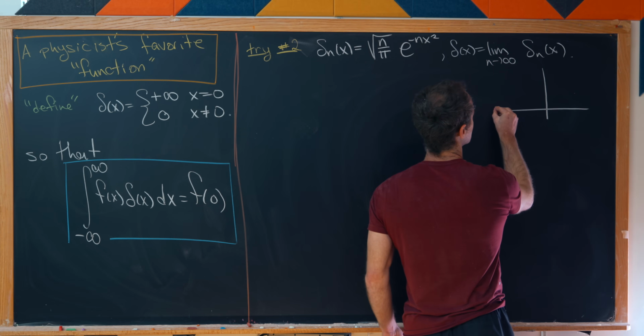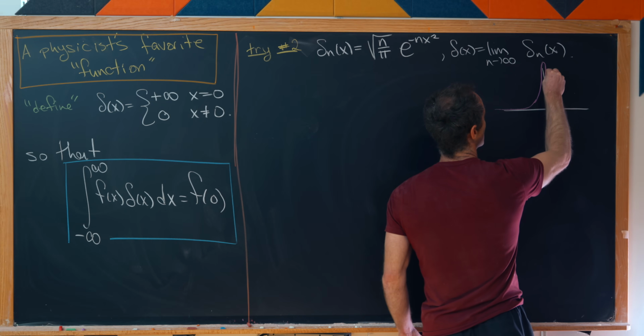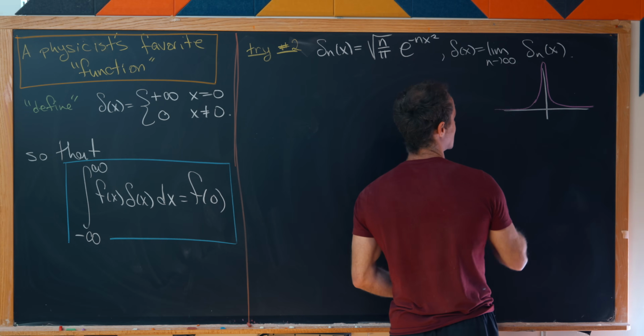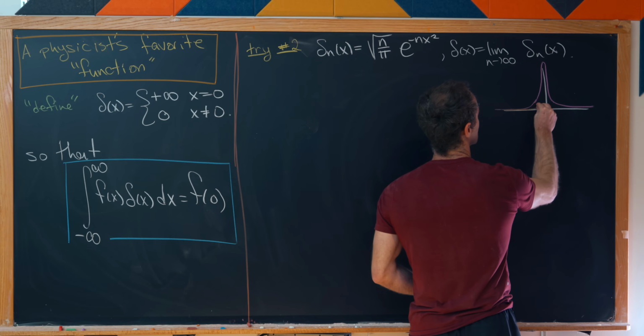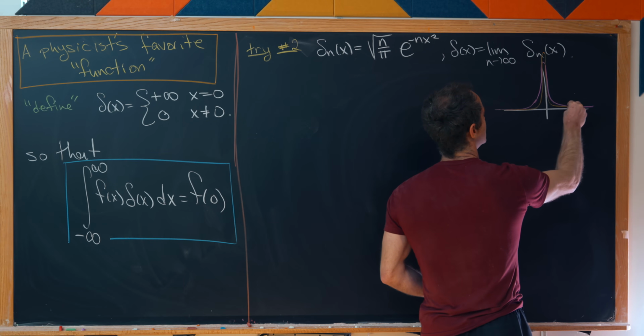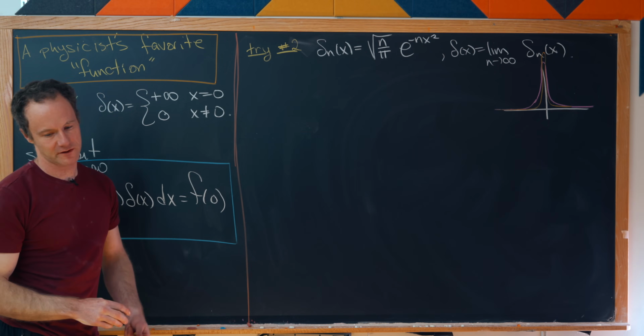So in particular, we get something like this, where this thing is getting thinner and thinner and thinner as n gets larger and larger and larger. It gets thinner and higher. So you can graph a couple more copies if you'd like to. I'm sure you could do that in Wolfram Alpha or something.